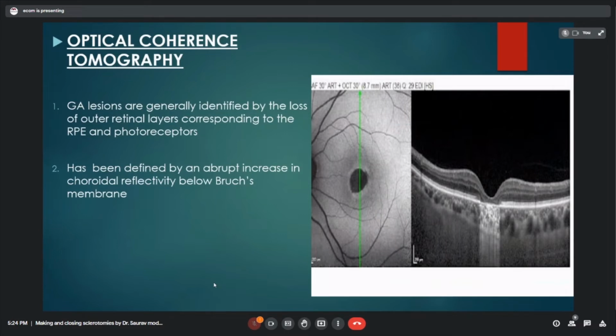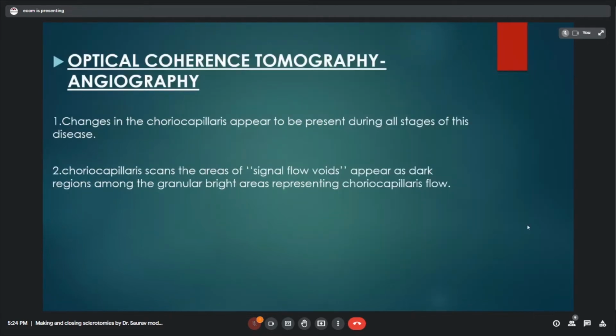Optical coherence tomography: lesions are identified by the loss of RPE and photoreceptors and increased hypertransmission leading to the visibility of choroidal vessels. OCTA: changes in the choriocapillaris appear to be present during all the stages of this disease, and choriocapillaris scans show areas of signal flow voids, which appear as dark regions among the granular bright areas representing choriocapillaris flow.